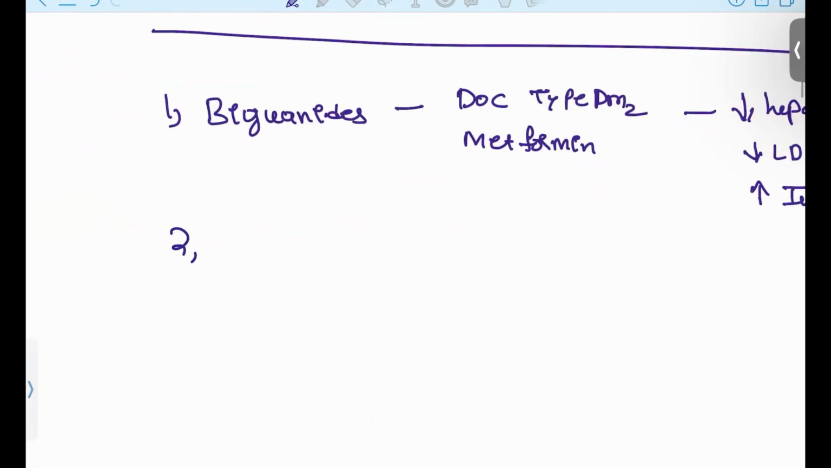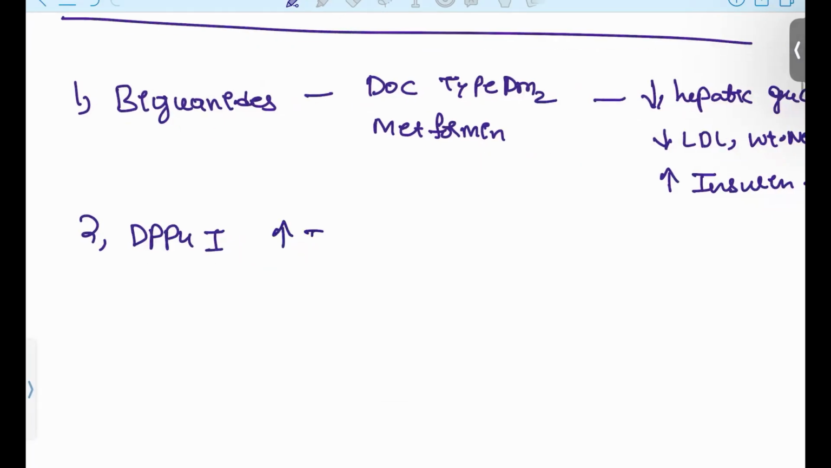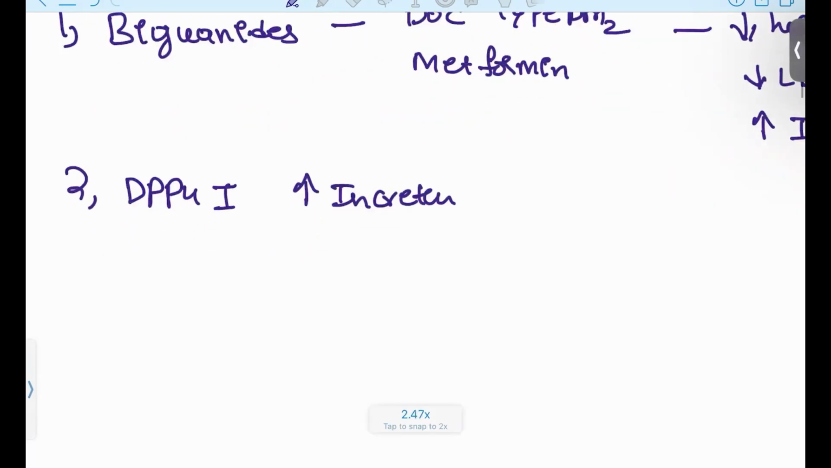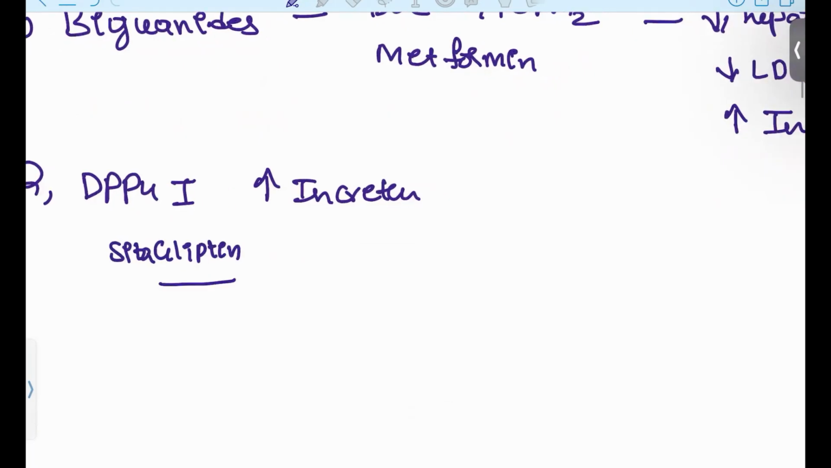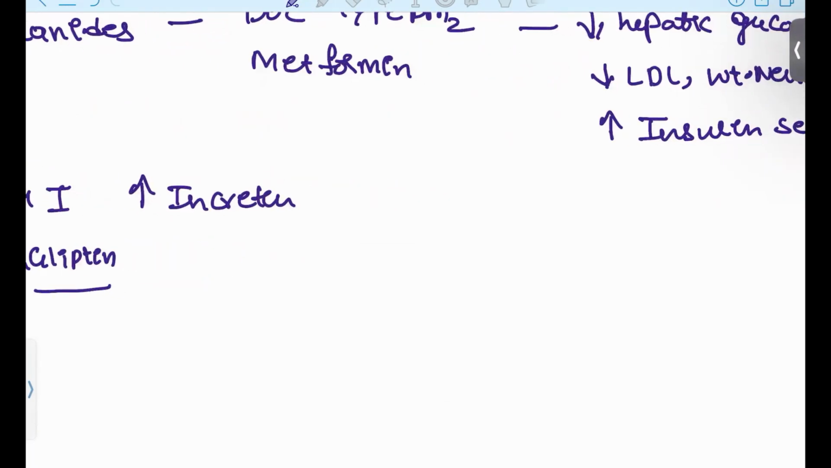Next one is your DPP-4 inhibitors. These DPP-4 inhibitors will increase the incretins in the body. What are the examples? Whichever end with gliptin: sitagliptin, linagliptin. All these drugs are DPP-4 inhibitors that will increase the incretins, which will eventually decrease the glucagon and eventually increase the insulin in the body. This is the best drug.